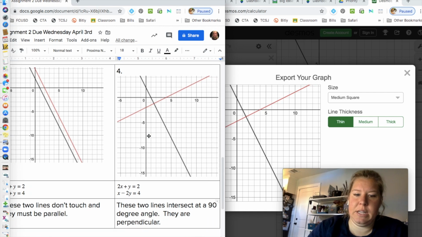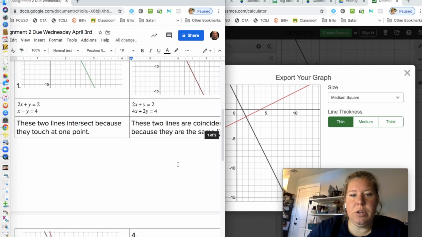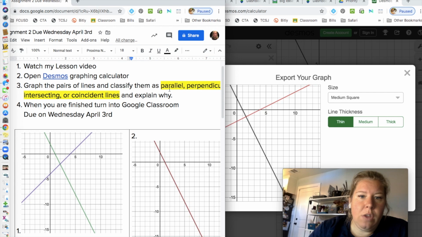So they're more interesting than just intersecting lines. They're perpendicular lines. So your assignment looks at, I'm going to put two pairs of lines in just like I did right here. You're going to put them in. I just basically modeled exactly what you're going to do. And you're going to say, are they parallel, perpendicular, intersecting, or coincident lines? And then why. That's all you got to do for assignment 2.